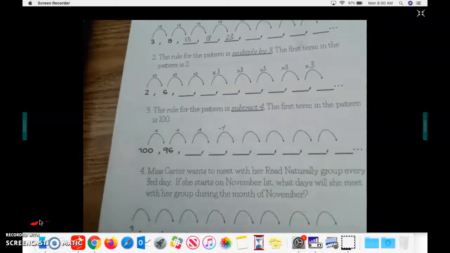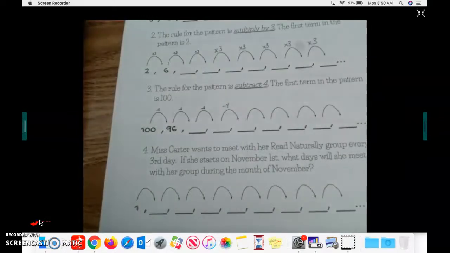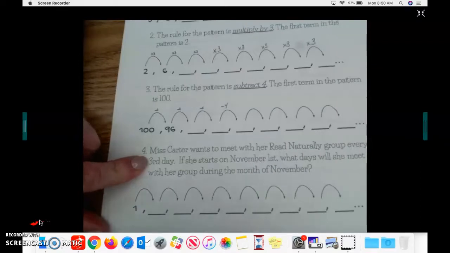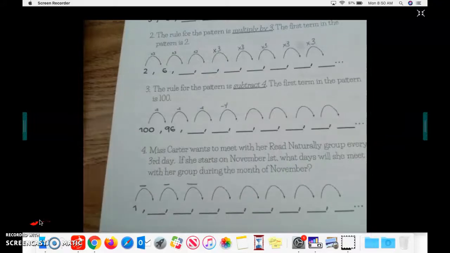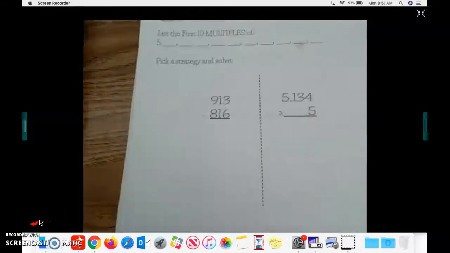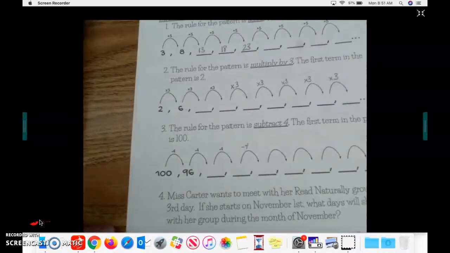Then finally, number 4 is a little trickier. It says, Miss Carter wants to meet with her Read Naturally group every 3rd day. If she starts on November 1st, what days will she meet with her group during the month of November? So if it's every 3rd day, what is my pattern rule going to be? You need to identify that and then fill in the missing numbers. Okay? When you have finished that, you may work on your MobyMax lessons.